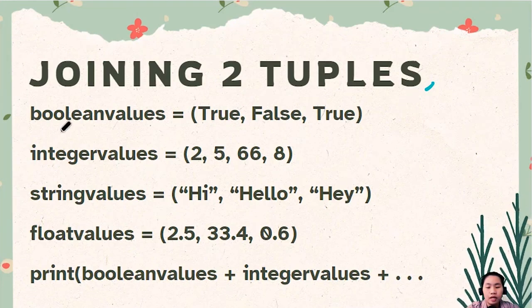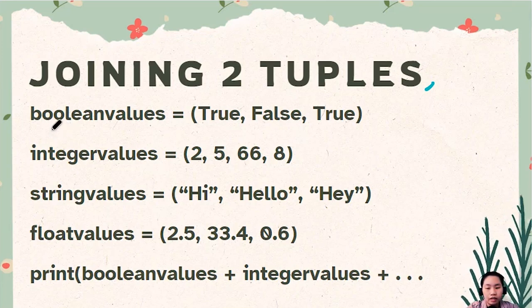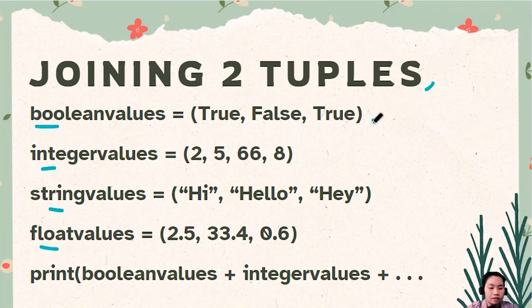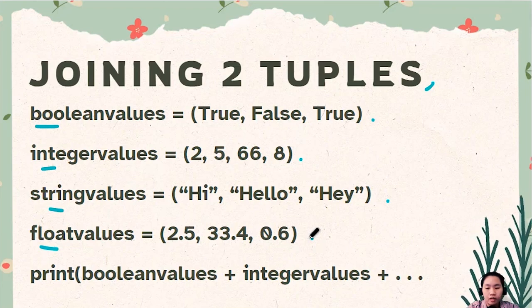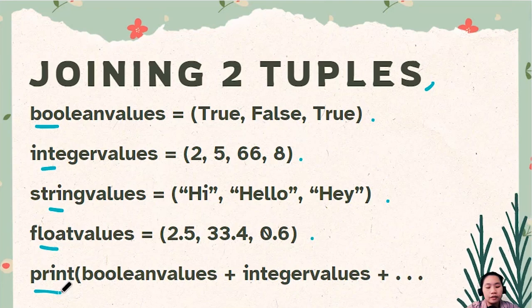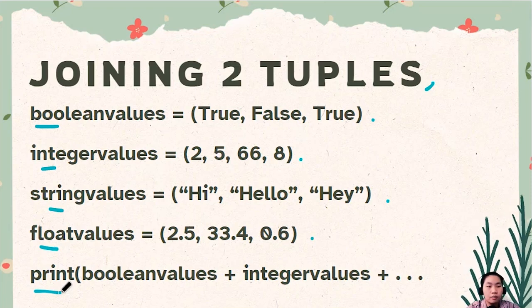Now, with tuples, we can join any sort of values that we wish. I have the basic values over here with Boolean, integer, string, and float. True, false, true, 2, 5, 6, 6, 8, hi, hello, hey, and 2.5, 33.4. We've learned this previously. Now, you can join it with print, or you can simply create another variable entirely, a tuple that can have the name of all tuples joined or something like that.